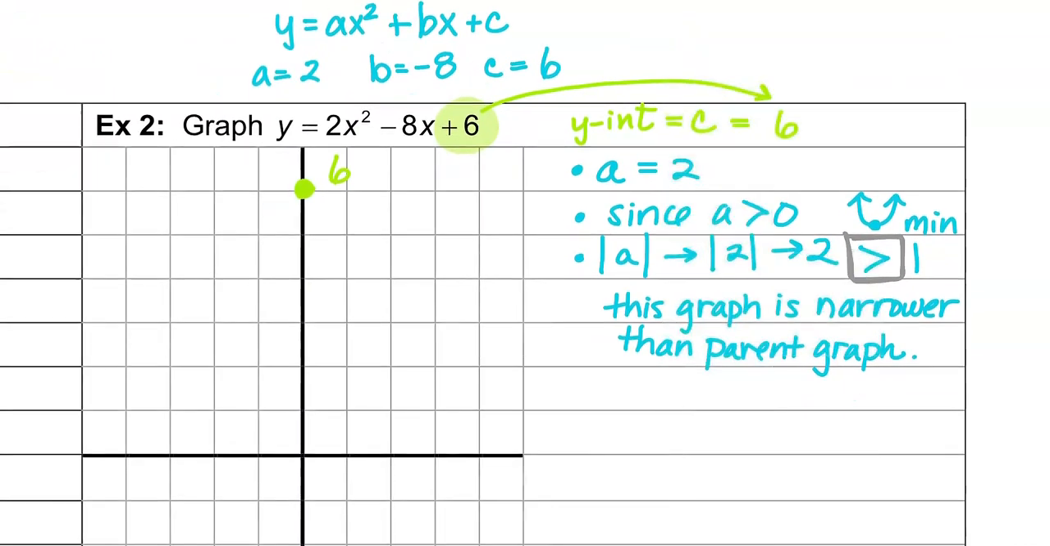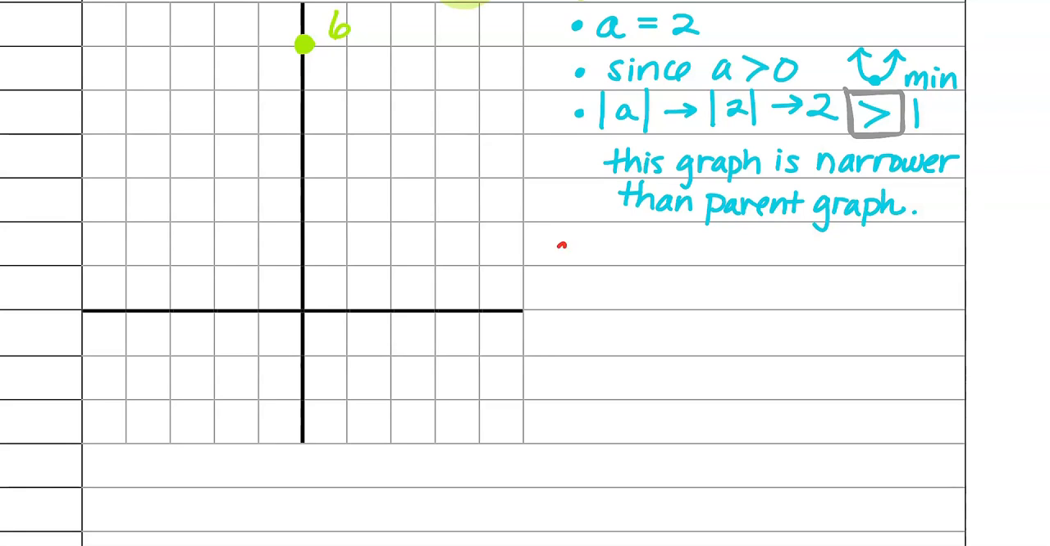So that's good. I know it's going to be a narrow graph. I know it's going to be turning up. I know the y-intercept is 6. So the next thing is to find the axis of symmetry. I'll do that right here, the AOS.